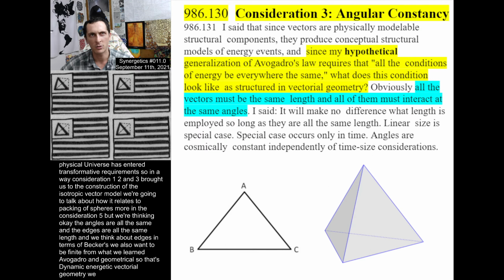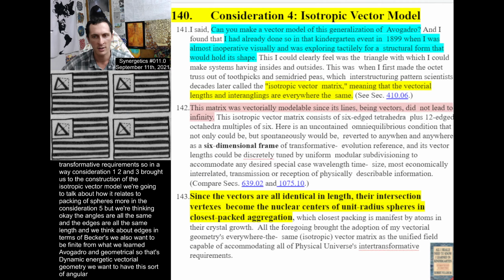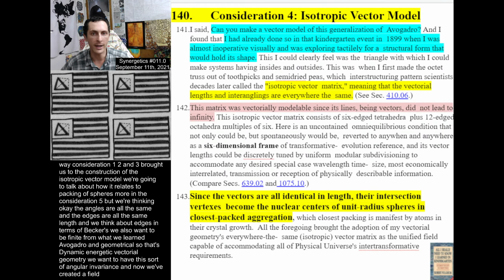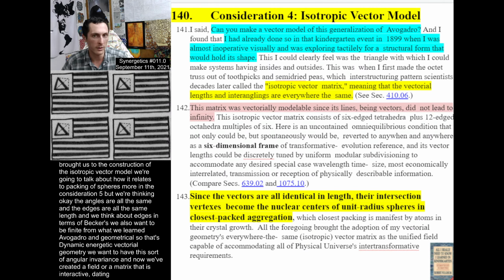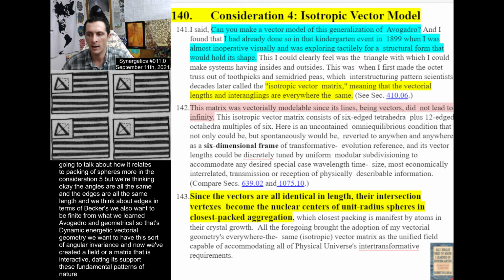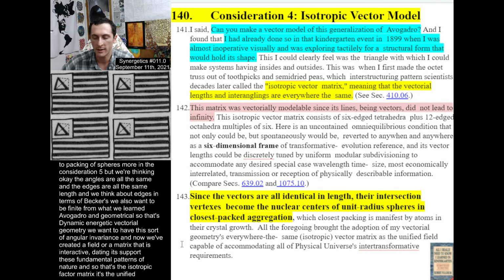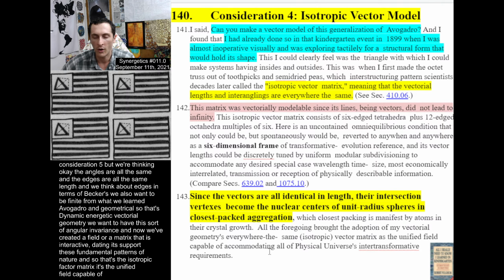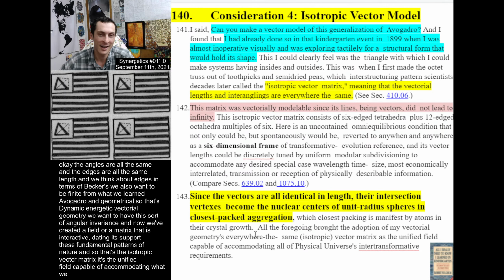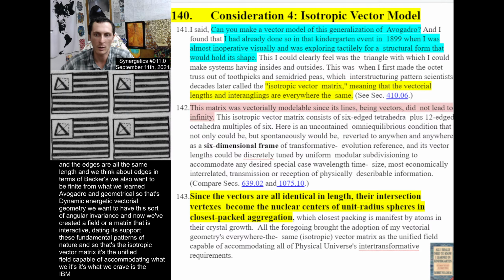We want to have this sort of angular invariance. And now we've created a field or a matrix that is interaccommodating. It supports these fundamental patterns of nature. And so that's the isotropic vector matrix. It's the unified field capable of accommodating what we need. It's what we crave, is the IVM. This is what we're going to use.